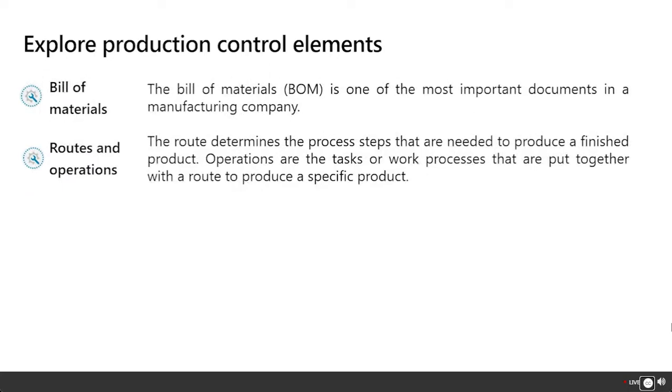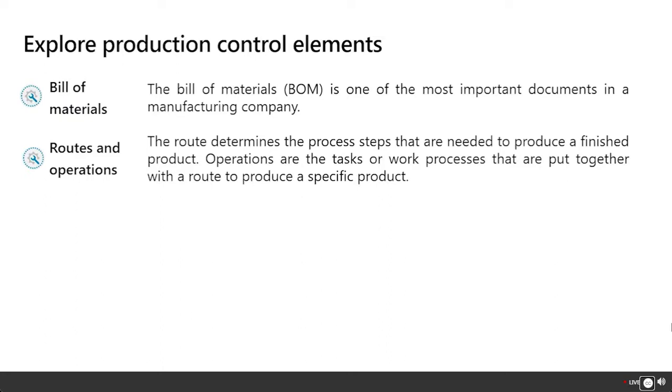But earlier, I mentioned something called the bill of materials. And this is probably the most important document in your company, or at least when it comes to manufacturing. Before you can produce any product, you need to know all the different components needed to create it. And you need to know how many of each of them you're going to need. The bill of materials is going to have the ingredients, the components, the parts, the raw materials, everything that's required to make a single finished product.